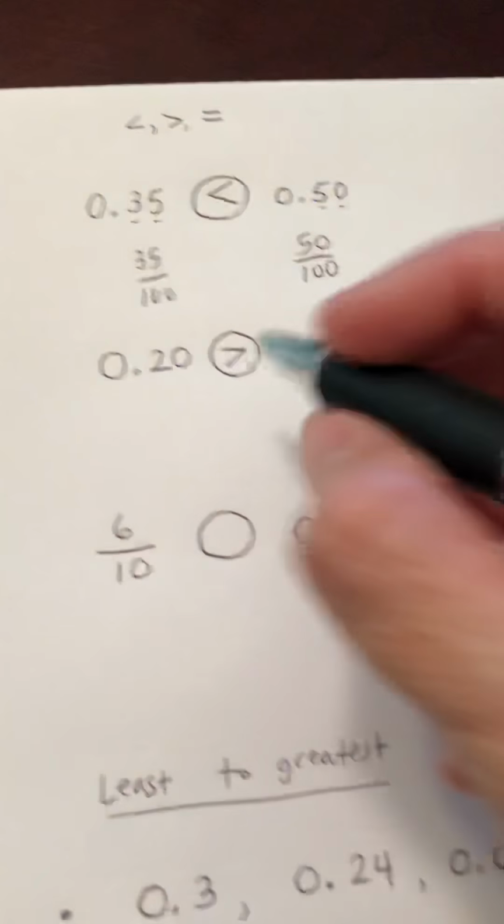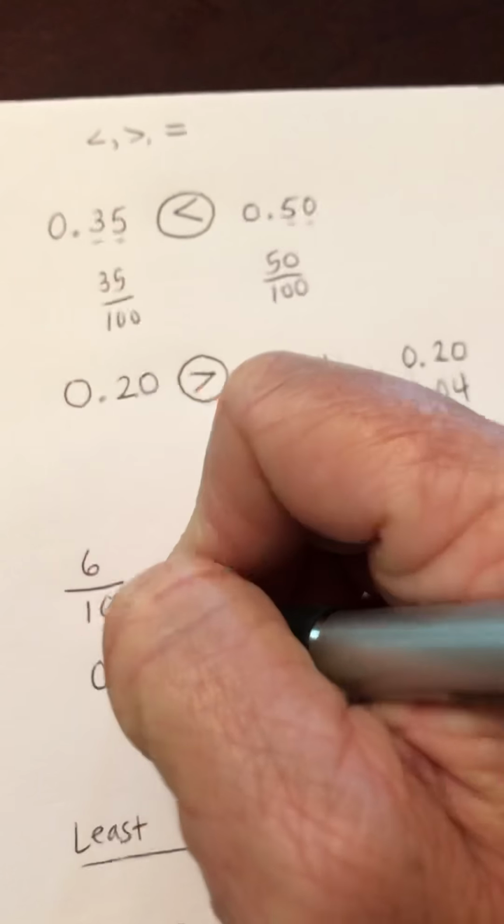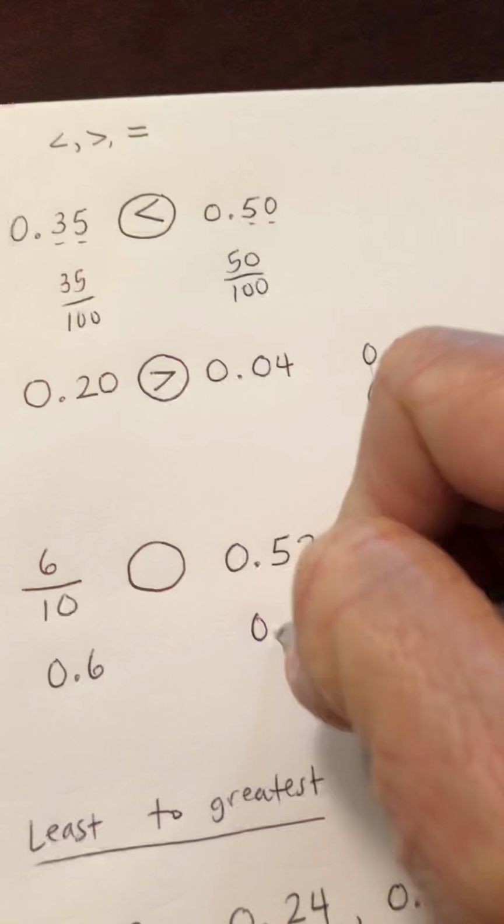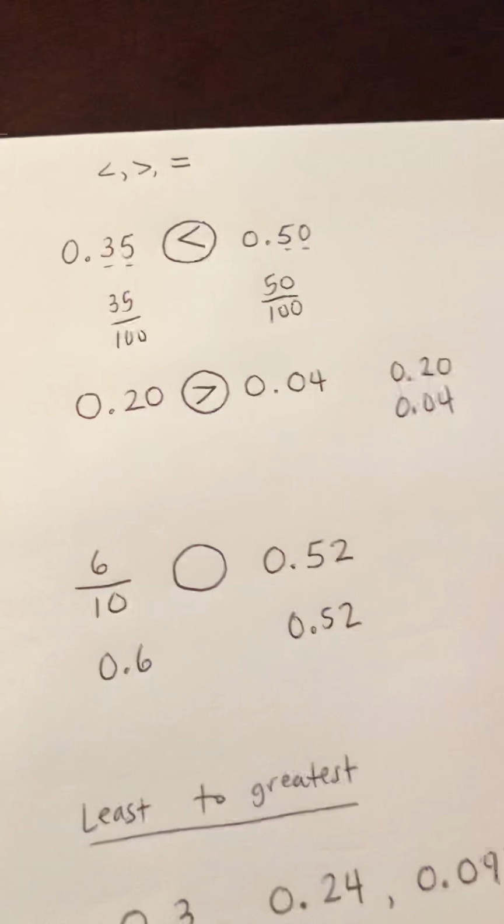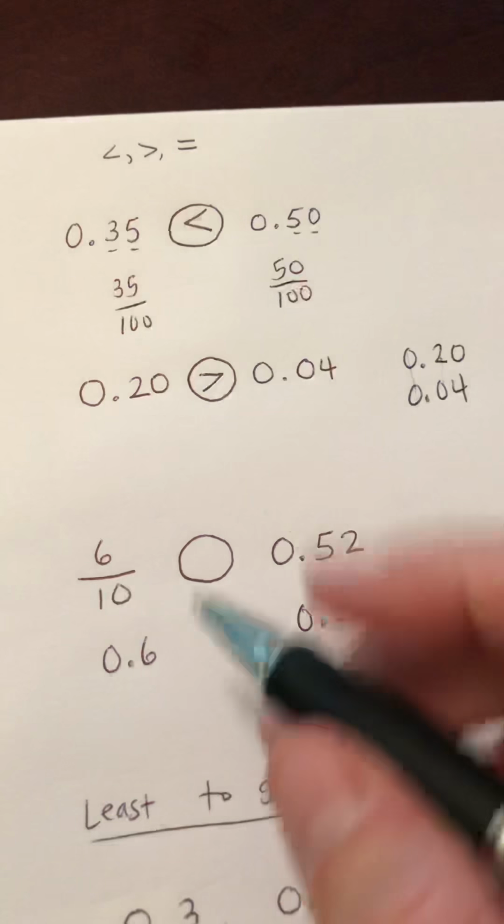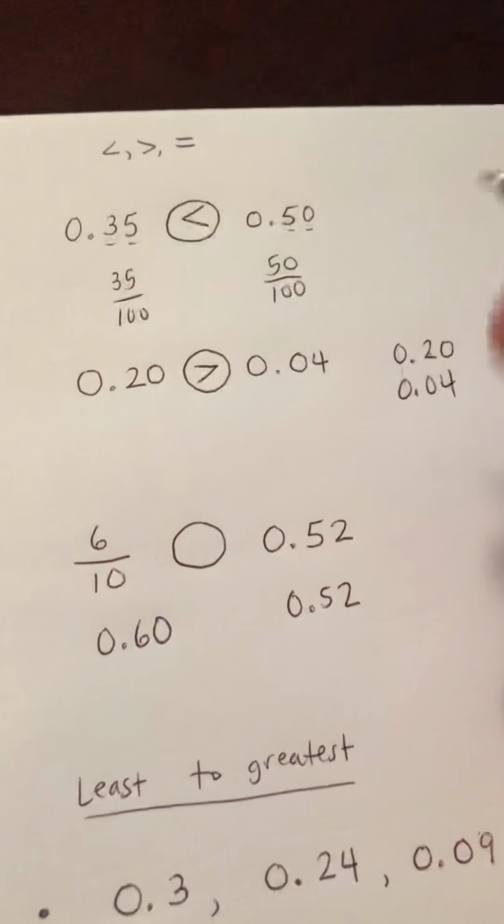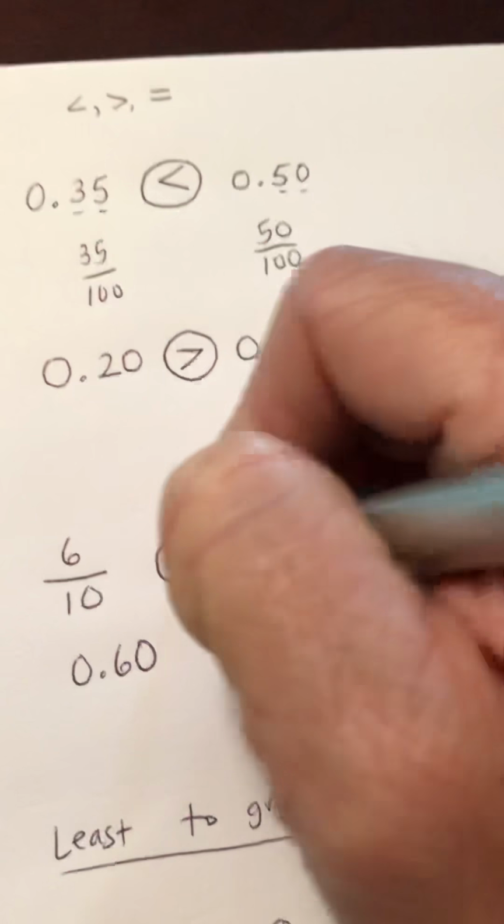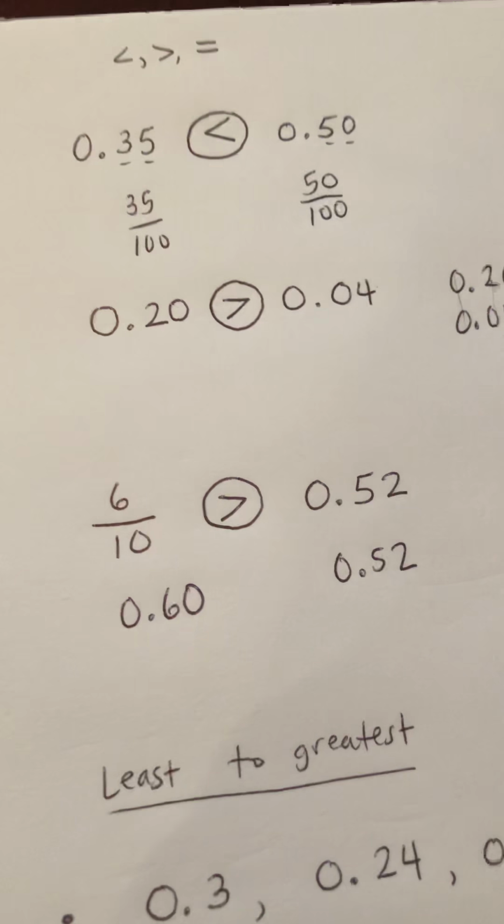All right, one's a fraction, one's a decimal. Make it into decimals because that's more efficient. 52 hundredths compared to 6/10. Okay, it's not 52 compared to 6, it's 52 compared to 60. 60 hundredths is greater than 52 hundredths.